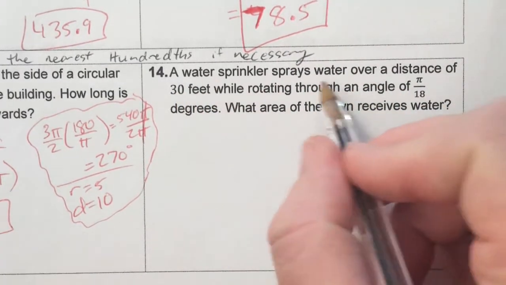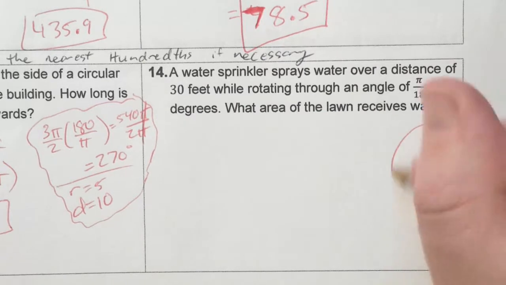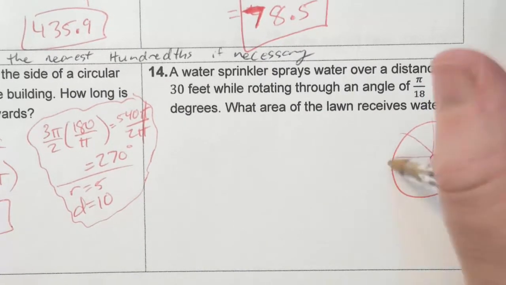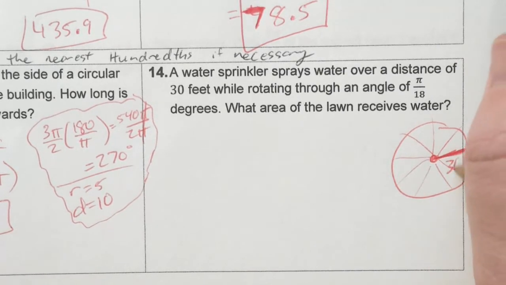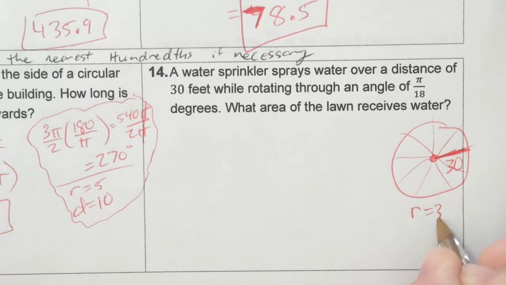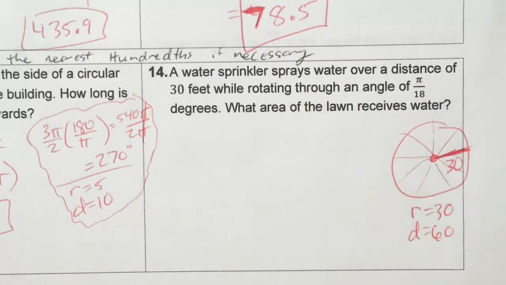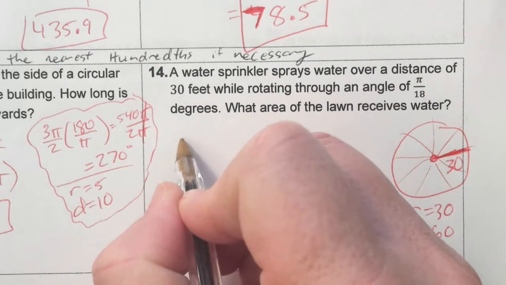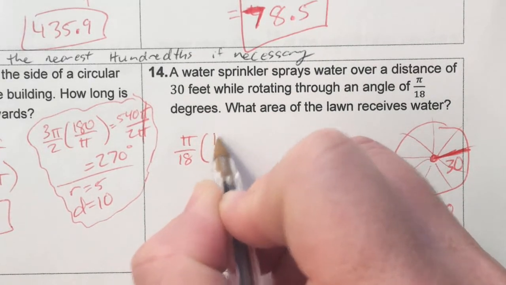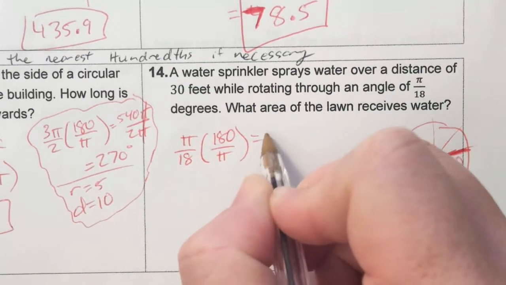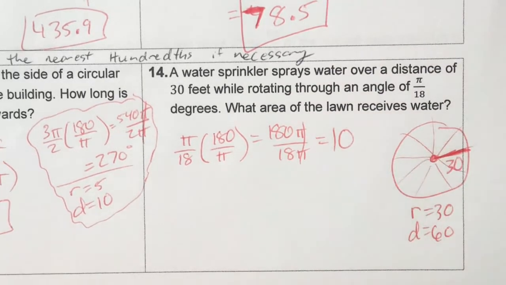A water sprinkler sprays water over the distance of 30 feet. So we have a sprinkler system right there in the middle, and it sprays in every direction, right? So it sprays 30 feet. So that right there is the radius. Radius is 30, so then the diameter would have to be 60. And they said it's rotating through an angle of pi over 18. So we need to change it to degrees. Multiply by 180, divide by pi, multiply straight across, 180 pi over 18 pi. The pi's cross out, and you're left with 10 degrees.